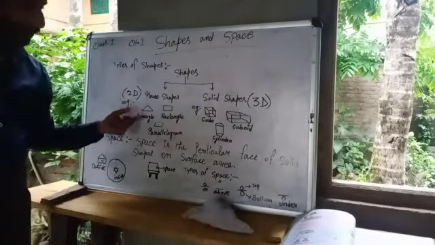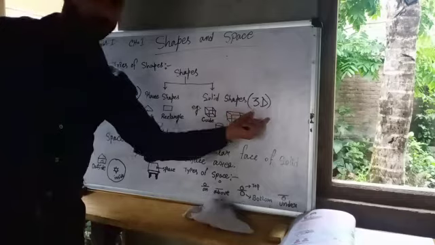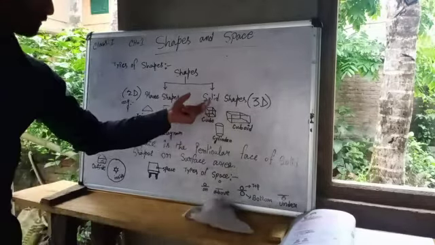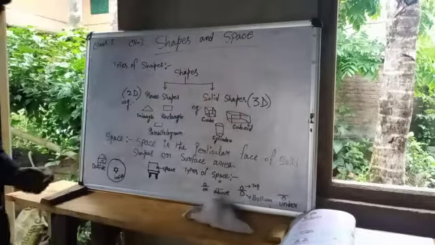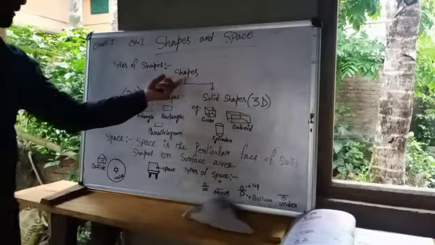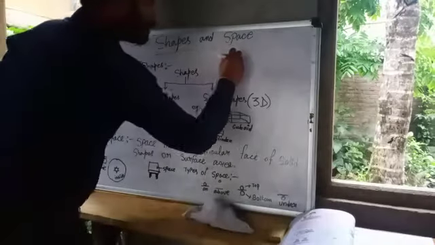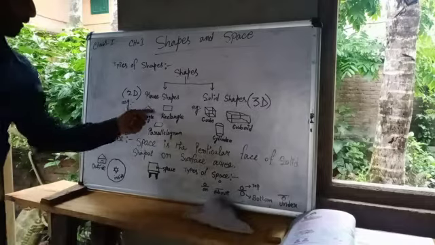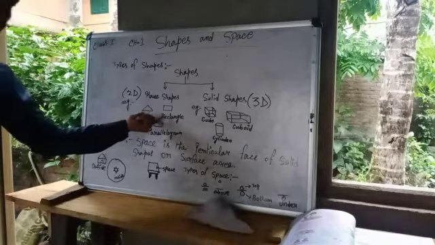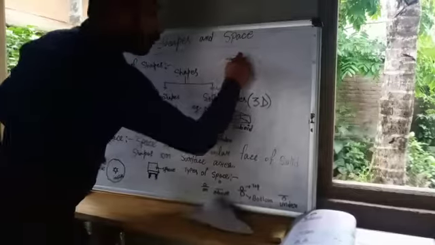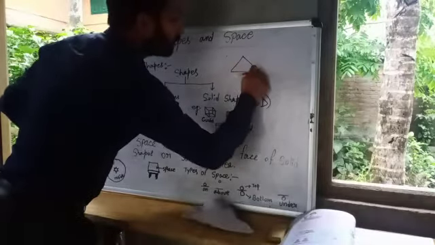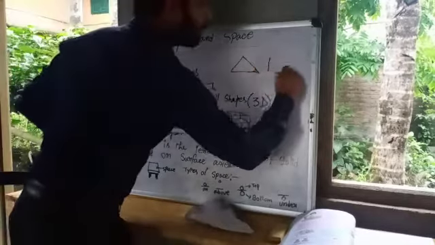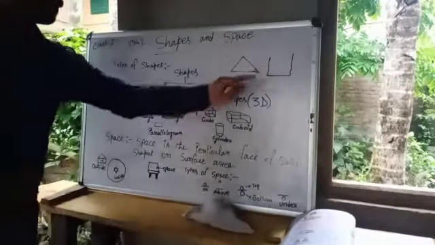Two-dimensional means length and width. Three-dimensional means length, width and height. Among plane shapes, there are closed and open shapes. There are two closed plane shapes here, where the shape is closed, and then there are open shapes.